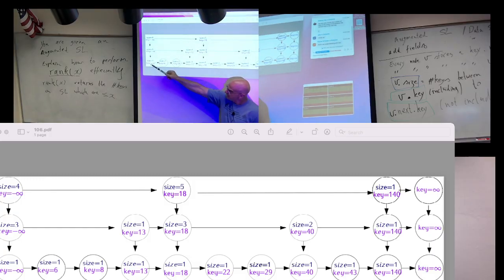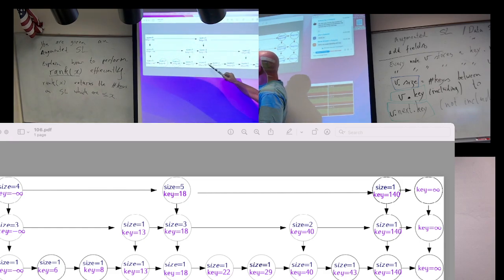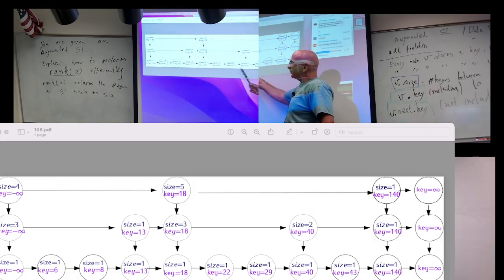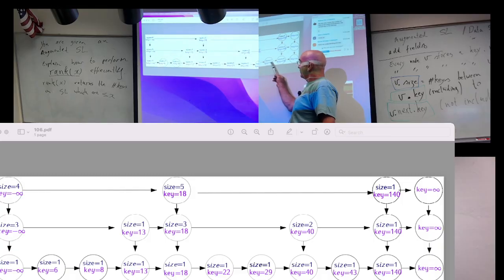I'll first find the element that is the leftmost, smallest one, and then go to the next, and the next, and the next. If I ask what is the rank of 43, eventually you'll get to 43 when you are going linearly, and of course then you know this number. So that's the rank, and I'm asking you to do it more efficiently, of course.